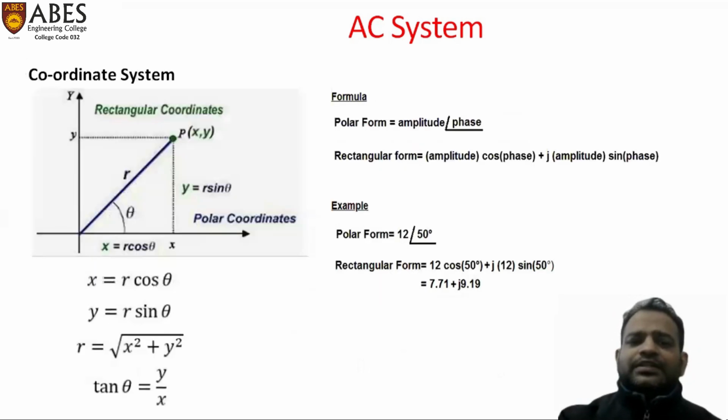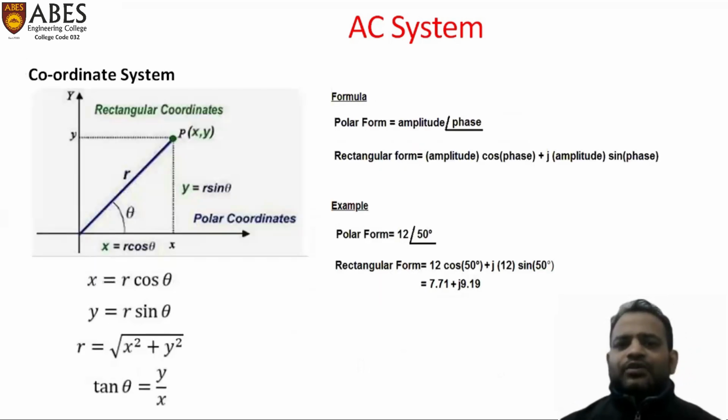Then we discussed the coordinate system, how to represent our AC quantities, either voltage or current. There are two types of coordinate systems, rectangular and polar coordinates. Here on the x-axis there is r cos theta, and on the y-axis there is r sin theta. The combination of these two quantities, represented like x plus j y, is called the rectangular coordinate system.